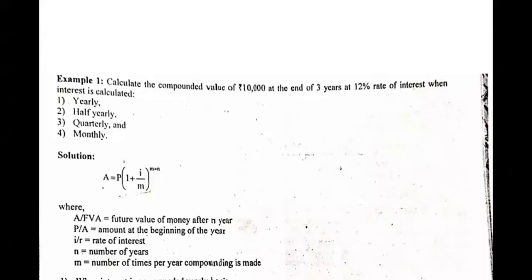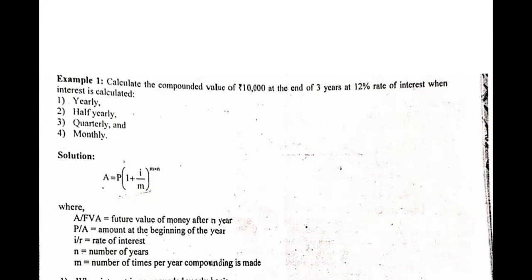So, dear students, in this video, we are going to study the calculation of compound value. Let us see one problem. How do we calculate a compound value? Calculate the compound value of rupees 10,000 at the end of 3 years at 12% rate of interest when the interest is calculated yearly, half yearly, quarterly, and monthly.